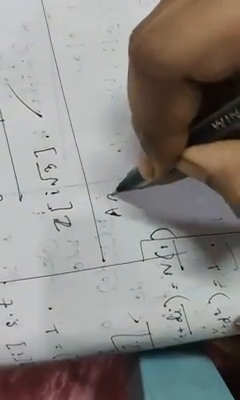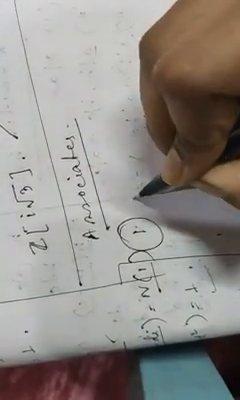Next, moving to finding associates. How to find the associates? Write down the first example. Find all associates of 3 minus 2i in Z[i].